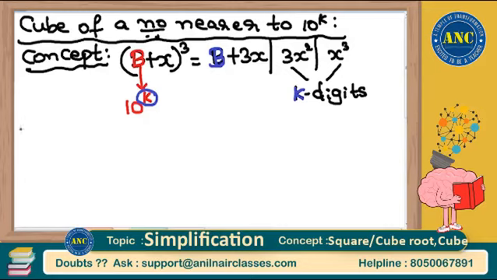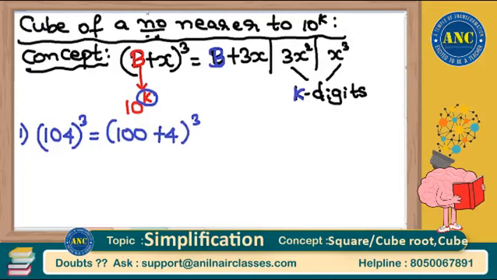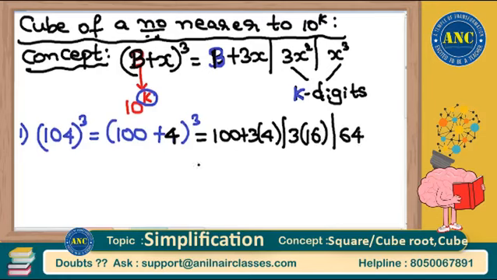Now you will understand it better when I take some numerical values. Suppose for example I want to find 104 whole cube. 104 I will express as 100 plus 4. b value is 100, which is 10 power 2. x value is 4. Substitute here: b plus 3x, 100 plus 3 into 4, slash 3x square, 3 into 4 square, slash x cube, 4 cube. If I simplify further, 100 plus 12 is 112, this is 48, this is 64.